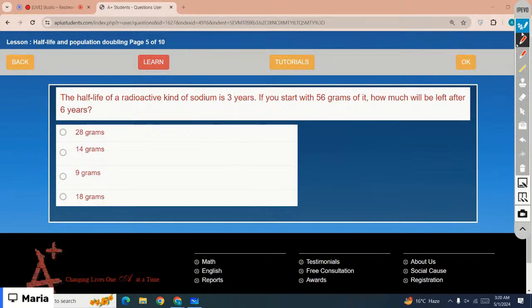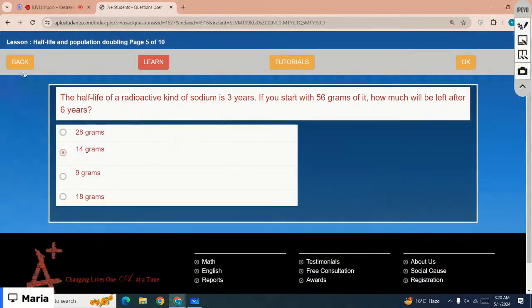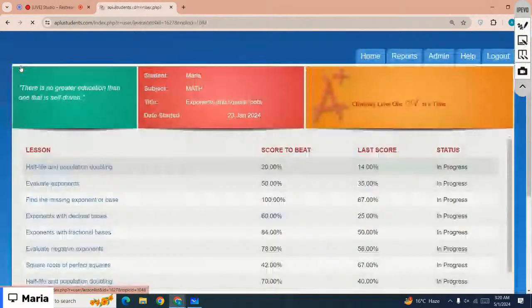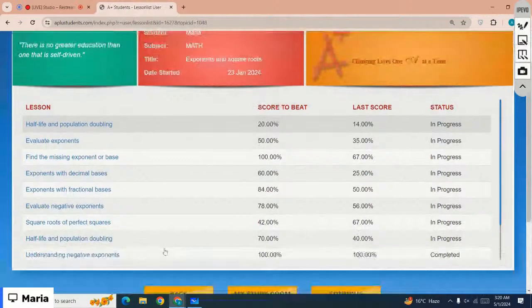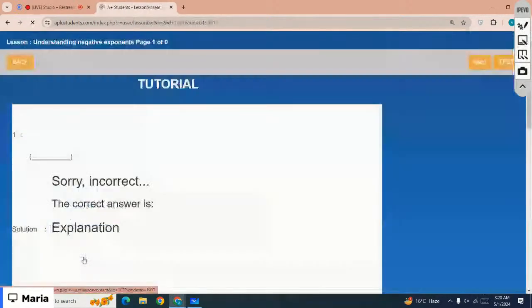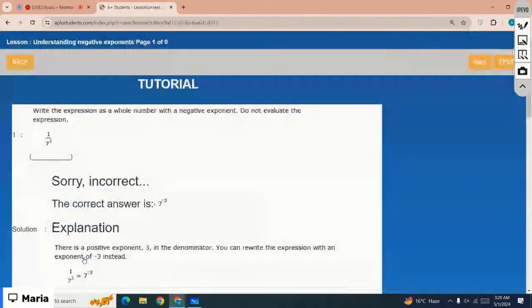Okay, you can complete the lesson by yourself later today. Let me just move on to the next lesson, and the next lesson is understanding negative exponents. Let's just start with the next lesson.